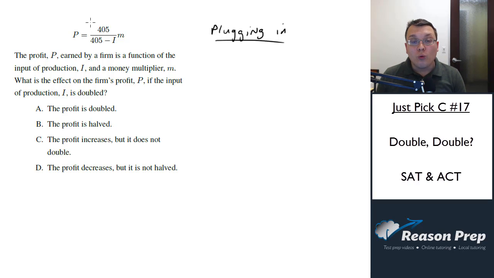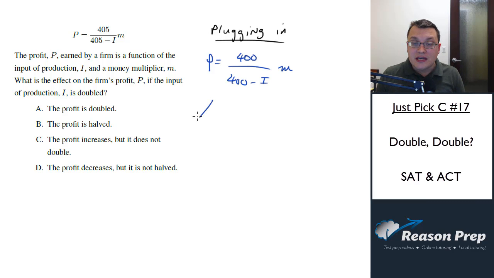If this were 400 or if this were 100 or 1,000, each of these numbers, it's not going to make a difference at all. So what we're going to do is change this from 405 to 400 just to make our math a little bit easier. We could do this with 405. It just makes the long division a bit more annoying. I'm going to change these to 400 because in the end, the function is going to operate in the same fashion regardless of what these numbers are. So let's pick some numbers. Let's first change this to 400 over 400 minus I times M.